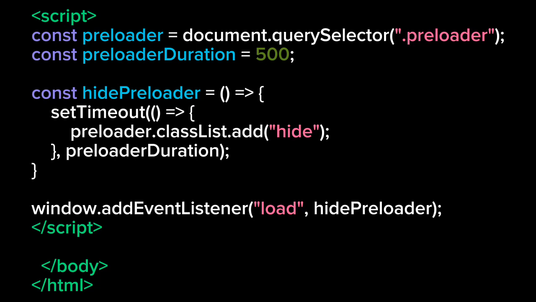Finalizing the preloader animation. With this JavaScript code, we achieve the final step of our preloader animation implementation. The window.addEventListener method listens for the load event, which occurs when all the page resources have finished loading, including images, scripts, and style sheets. When the load event is triggered, the hidePreloader function is executed, initiating the fade-out animation of the preloader.